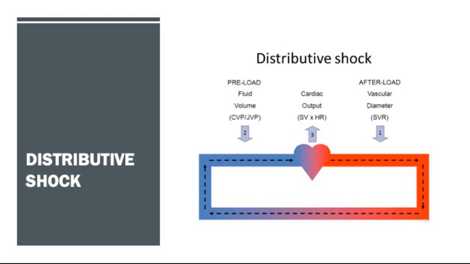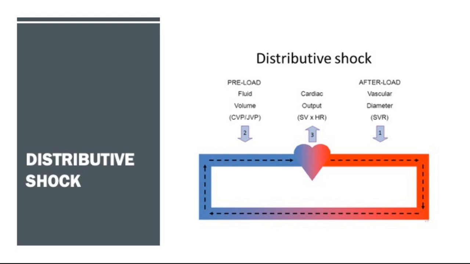One very large shock category is distributive, and this encompasses septic, which is a huge area of shock, neurogenic, and anaphylaxis. And this is basically an issue with the periphery.